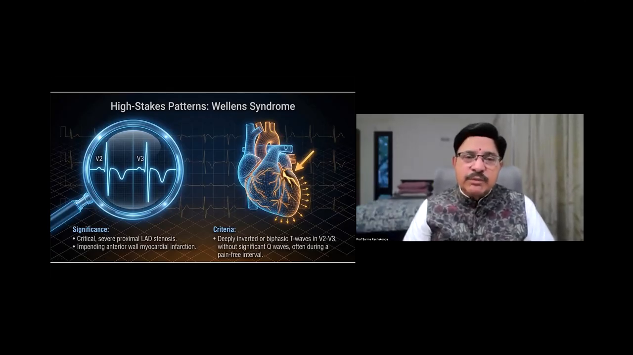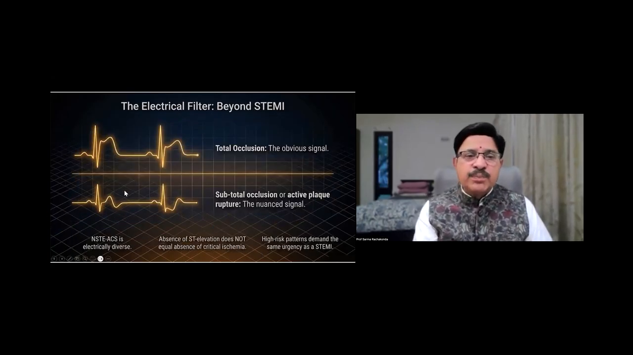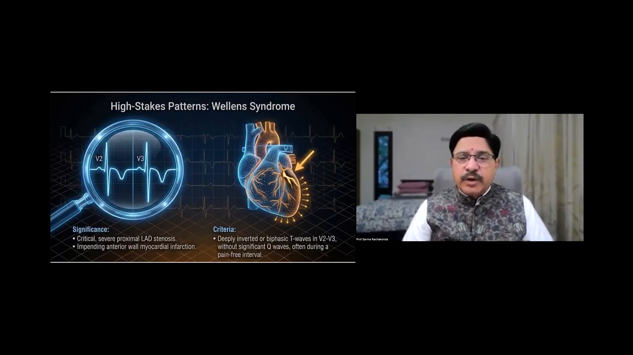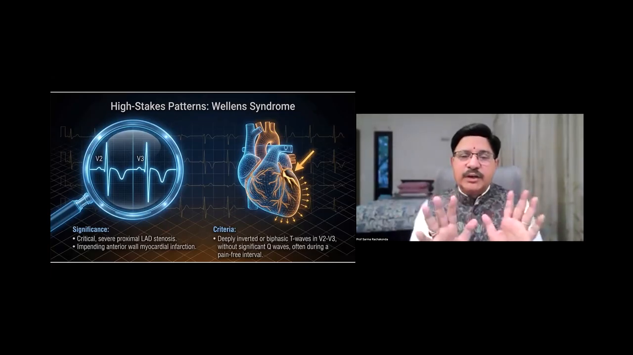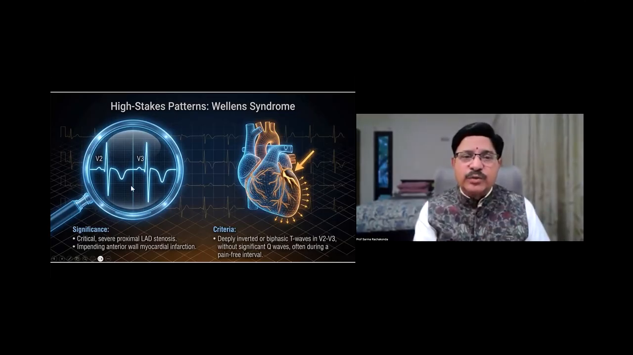If you don't see ST elevation, don't think he does not have classical evidence of infarction, and don't discharge him or delay the treatment. Criteria: deeply inverted or biphasic T waves, as you have seen here. This is a biphasic T. Biphasic means up and down. One stroke is up, the other stroke is down. That's also significant. Inverted or biphasic T wave, where do I look for? V2 and V3 leads, not anywhere else. Without significant Q waves. There is no Q wave here. There is a normal downstroke, no Q wave, often during a pain-free interval.